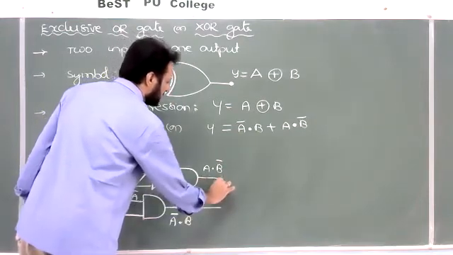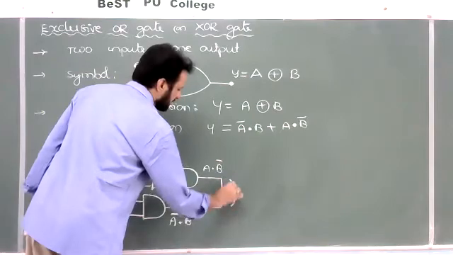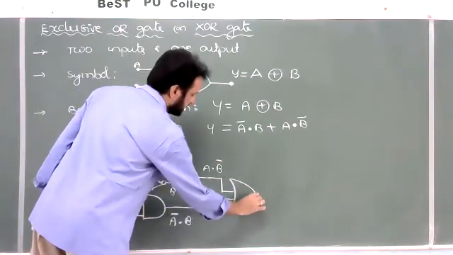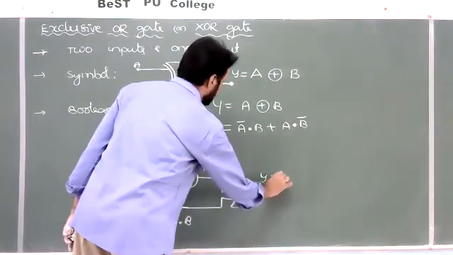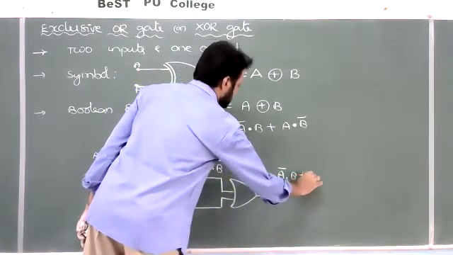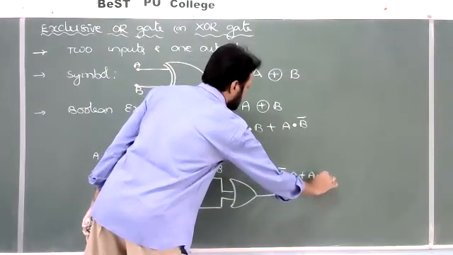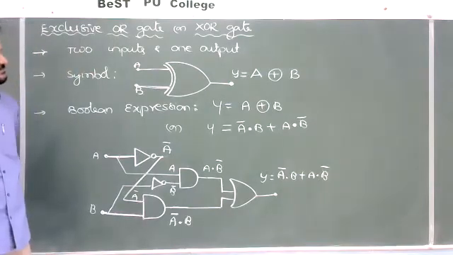Now both will be connected to one OR gate. Finally, both are connected to one OR gate. So finally, what will you get for Y? Y equals A complement into B plus A into B complement.